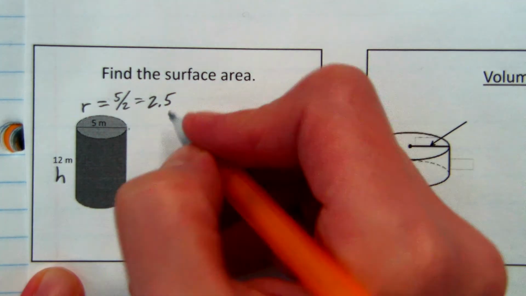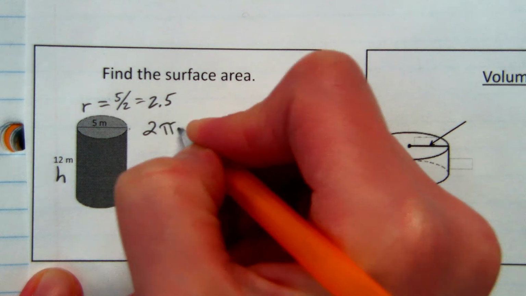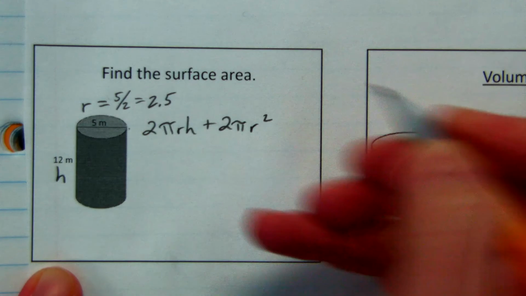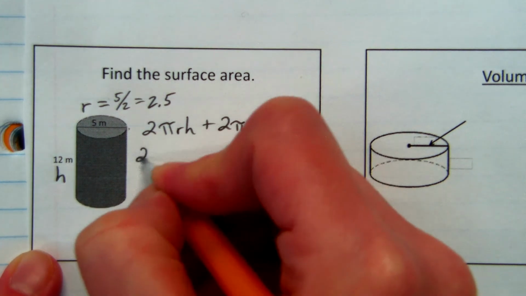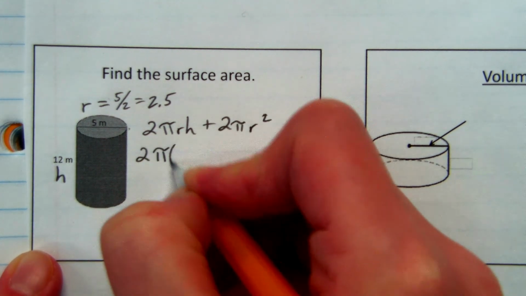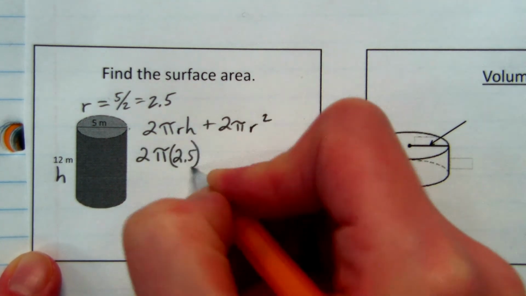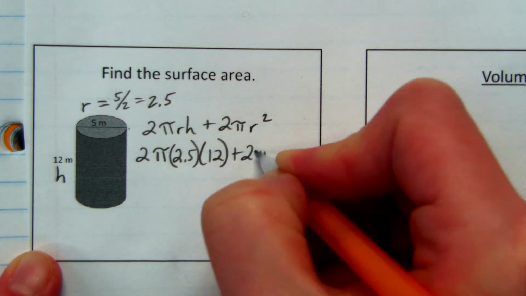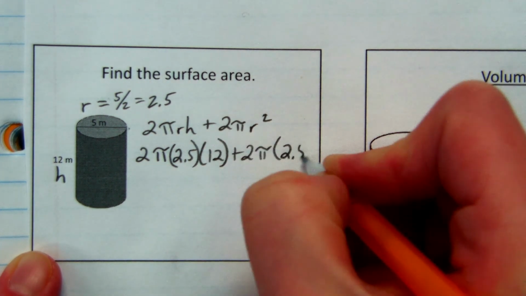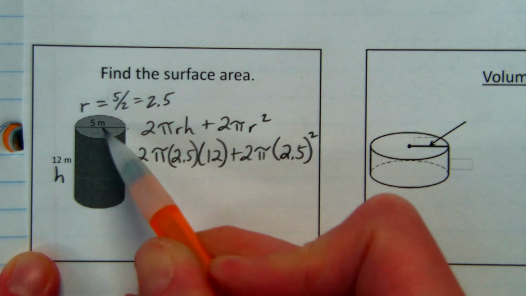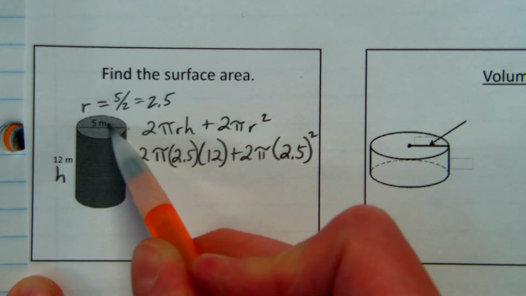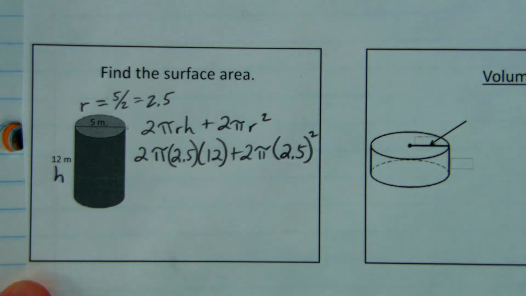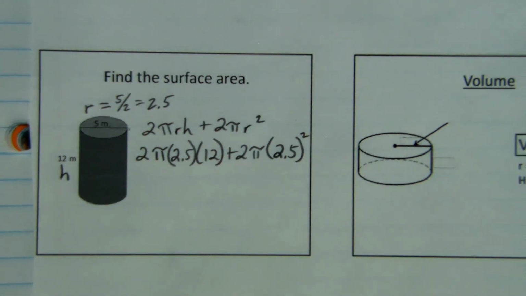All right, so then we're going to use our formula, 2 pi r h plus 2 pi r squared. We're just going to put the numbers in. So I'm going to have 2 times pi. The radius is 2.5. We just found that. The height is 12. And then 2 times pi times the radius squared, which is 2.5 squared. If you use 5 instead of 2.5, your answer will come out way, way bigger than it should. So that's why I wanted to go through this with you guys and make sure we get this down.